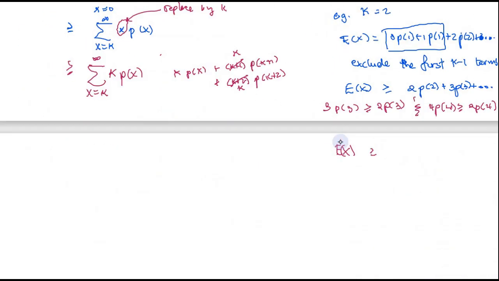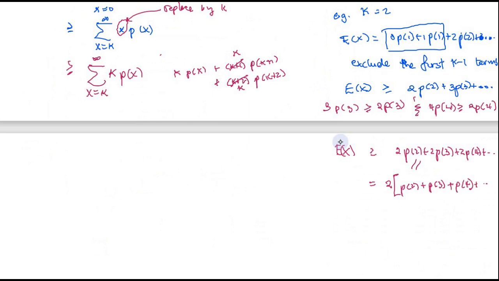Essentially, on the right hand side, from the small example that I have here, you can take out 2 or k as a common multiplier, and therefore you can write this expression as 2 times the sum x equals 2 to infinity of the probability of x. Or in general, I can write this as k times the sum x equals k to infinity of the probability of x.